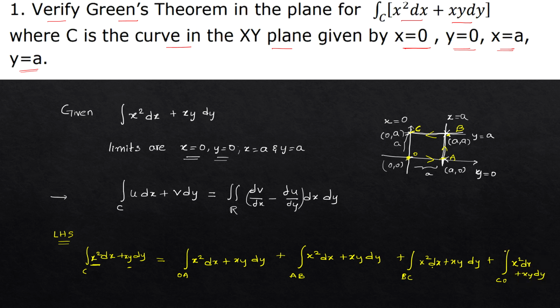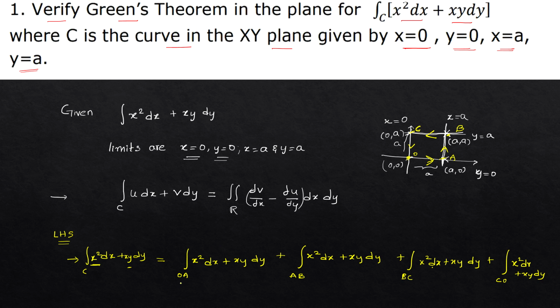Whenever you are solving a problem on Green's theorem, this thing is very important. You will be given only the closed loop curve, and you have to find the integral over the different lines in the closed loop. Here it is simply given as the integral over the closed loop C of x square dx plus xy dy. That means we have to find it along the line OA, the line AB, the line BC, and the line CO. Now the closed loop is finished. Now we have to find the integrals of this particular expression separately.